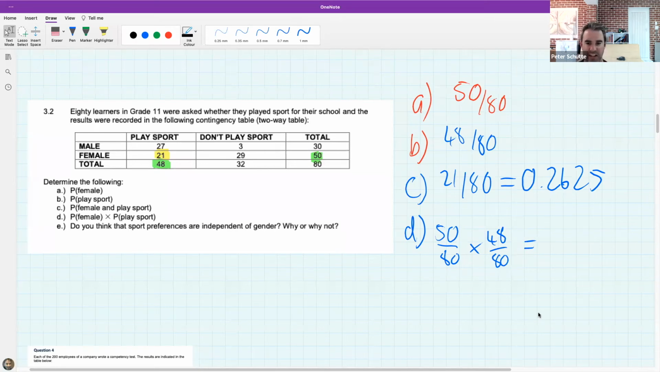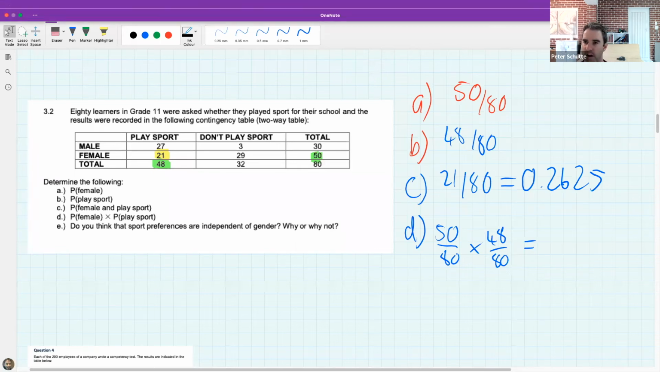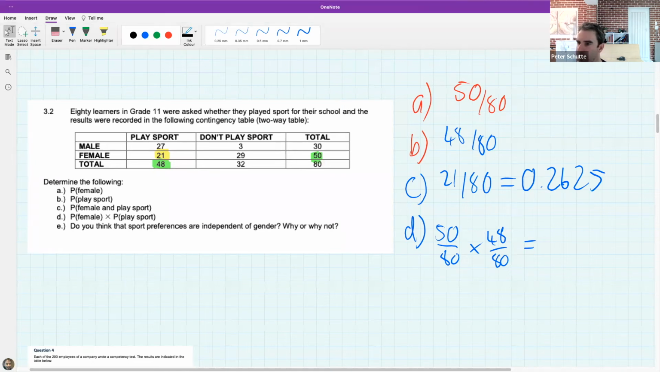Who thinks they can answer E? Who would like to have a crack at E? Yeah, Maseko, what do you think? I think preferences are not independent of gender, because the probability of someone being a female and playing sport is not equal to the probability of someone being a female multiplied by the probability of someone playing sport.